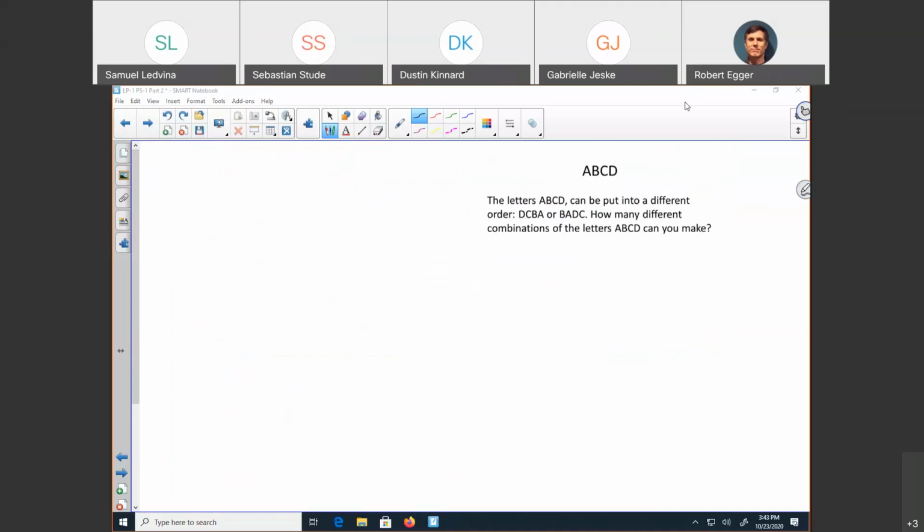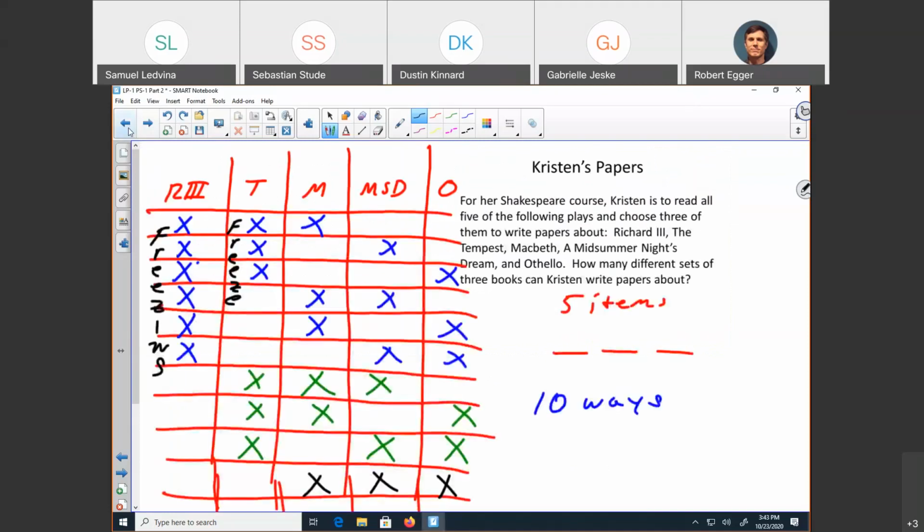In the previous one, we were doing combinations. A combination is the recognition that PMO is the same as OMT. Combination is the same letters, just in a different order. Order doesn't matter.